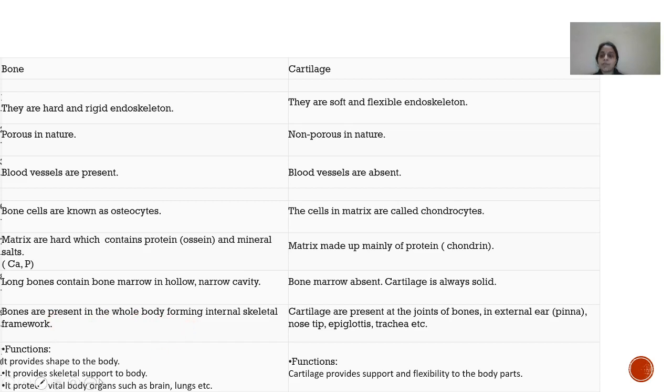So what's the function? They provide a particular shape. So they provide skeletal support and they protect vital body organs such as the brain and lungs.